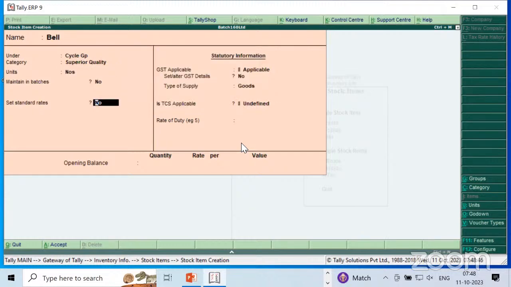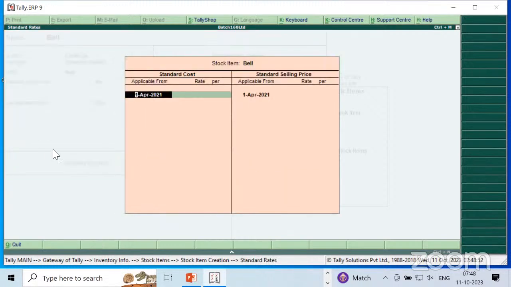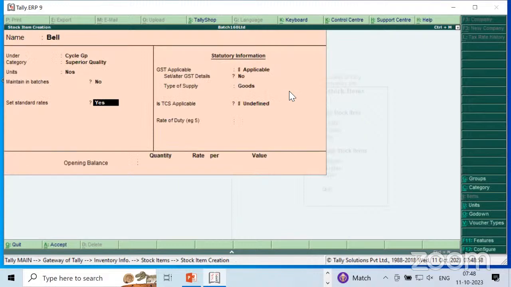Here standard rates is there. Now what is standard rate? If you say yes, it will ask you what is the standard cost, that is the purchase price, and what is the selling price. Now this can be fixed here. If it is available, you will be able to set the standard price. If it's not available, you will not be able to set the standard price. I hope all of you are able to see this.